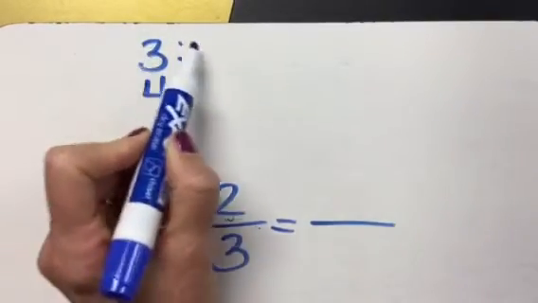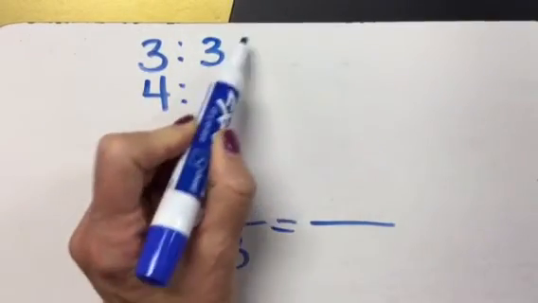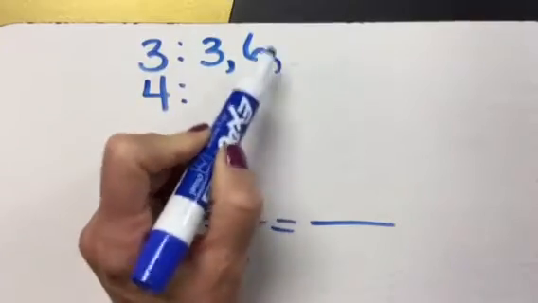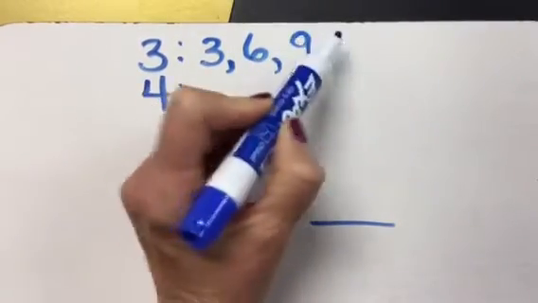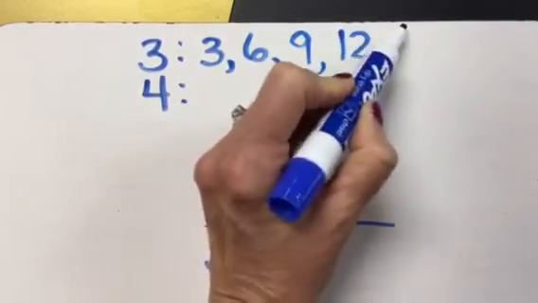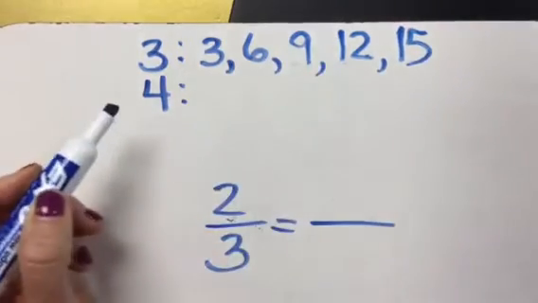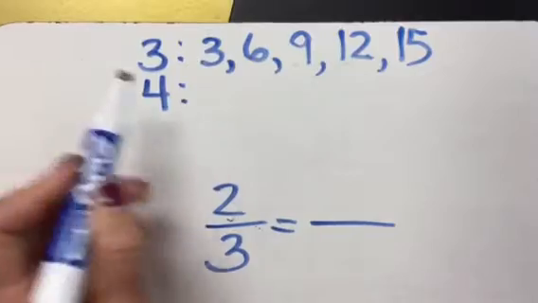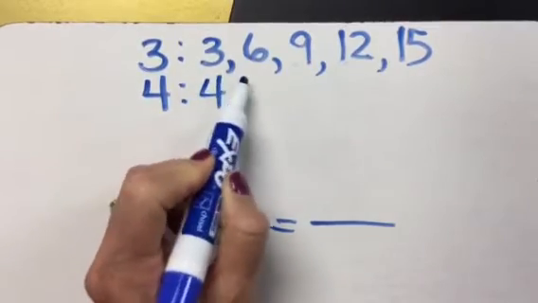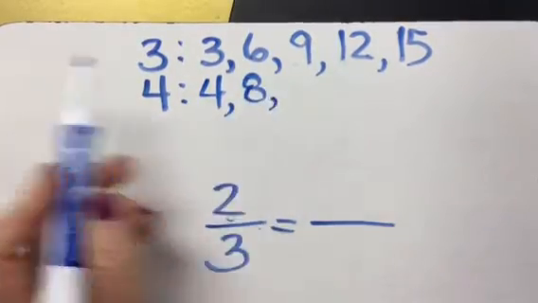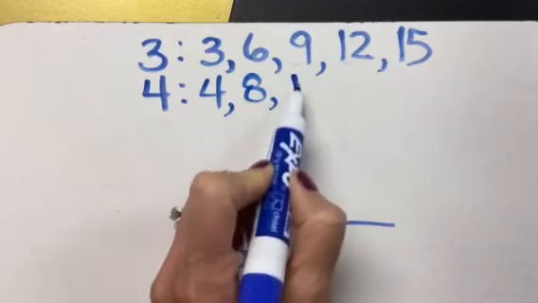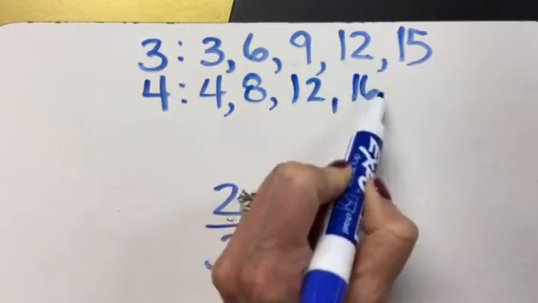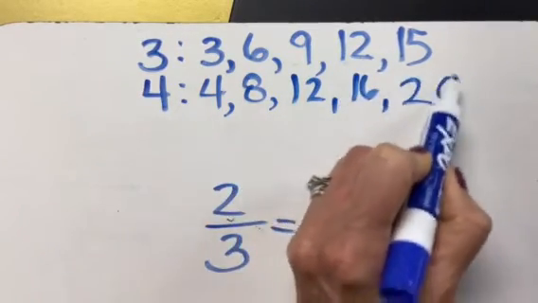For example, 3 times 1 is 3. 3 times 2 is 6, 3 times 3 is 9, 3 times 4 is 12, 3 times 5 is 15. Okay, that's far enough, I think. 4 times 1 is 4, 4 times 2 is, you got it, 8. 4 times 3 is 12, 4 times 4 is 16, and 4 times 5 is 20.